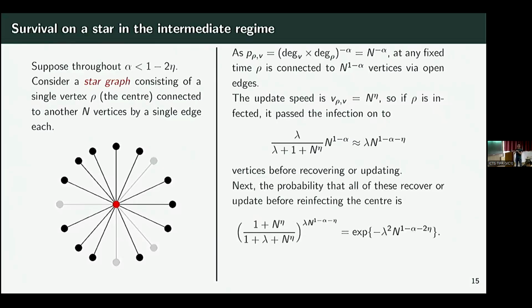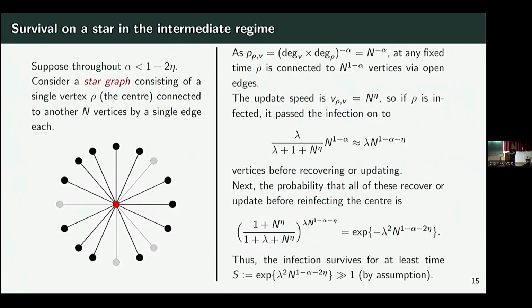That's the number of edges I can get infected immediately. Then the probability that all of these fail in reinfecting me before they recover is given by the probability that they update or recover, divided by the corresponding rates. If I work this out, this gives me an exponential term, e to the minus lambda squared times n to the power 1 minus alpha minus 2 eta. This is the probability that I fail to maintain the infection in one of these interactions. As long as 1 over this is much bigger than 1, you can survive for an exponentially long time, because you can just keep trying. This tells you that if alpha is less than 1 minus 2 eta, then I'm in the regime where this works, and I can survive for an exponentially long time.